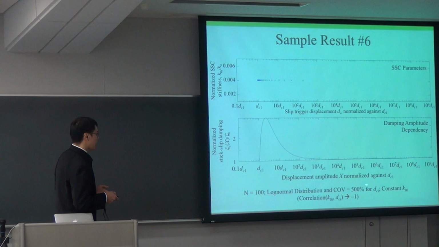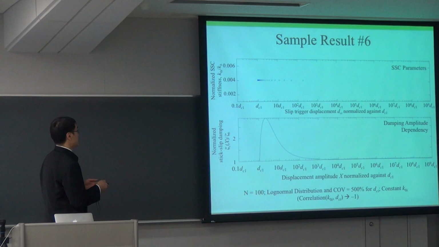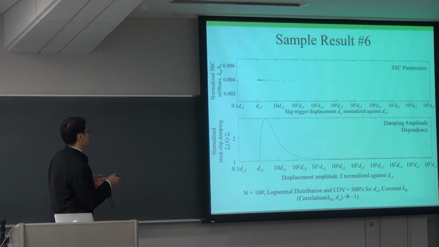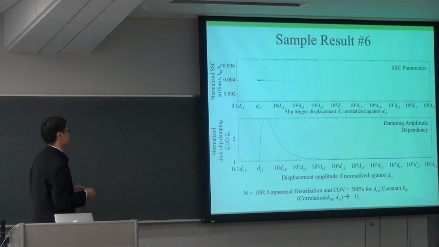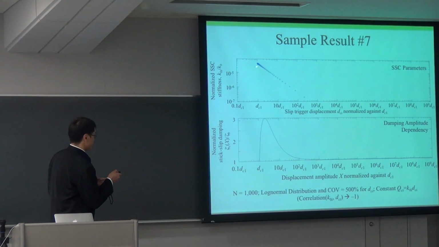But here's a little bit of a curious case. I have a very high COV, 500%. Again, this is only possible for log normal distribution. But the shape is also similar to a 1DOF plus one stick-slip component system. One explanation for that is there's a concentration. So this is for n equals 100. There's a concentration of the stick-slip trigger displacement at around one small amplitude range. This is another case with n equals 1,000. Again, COV is 500%, and there's again another concentration here.